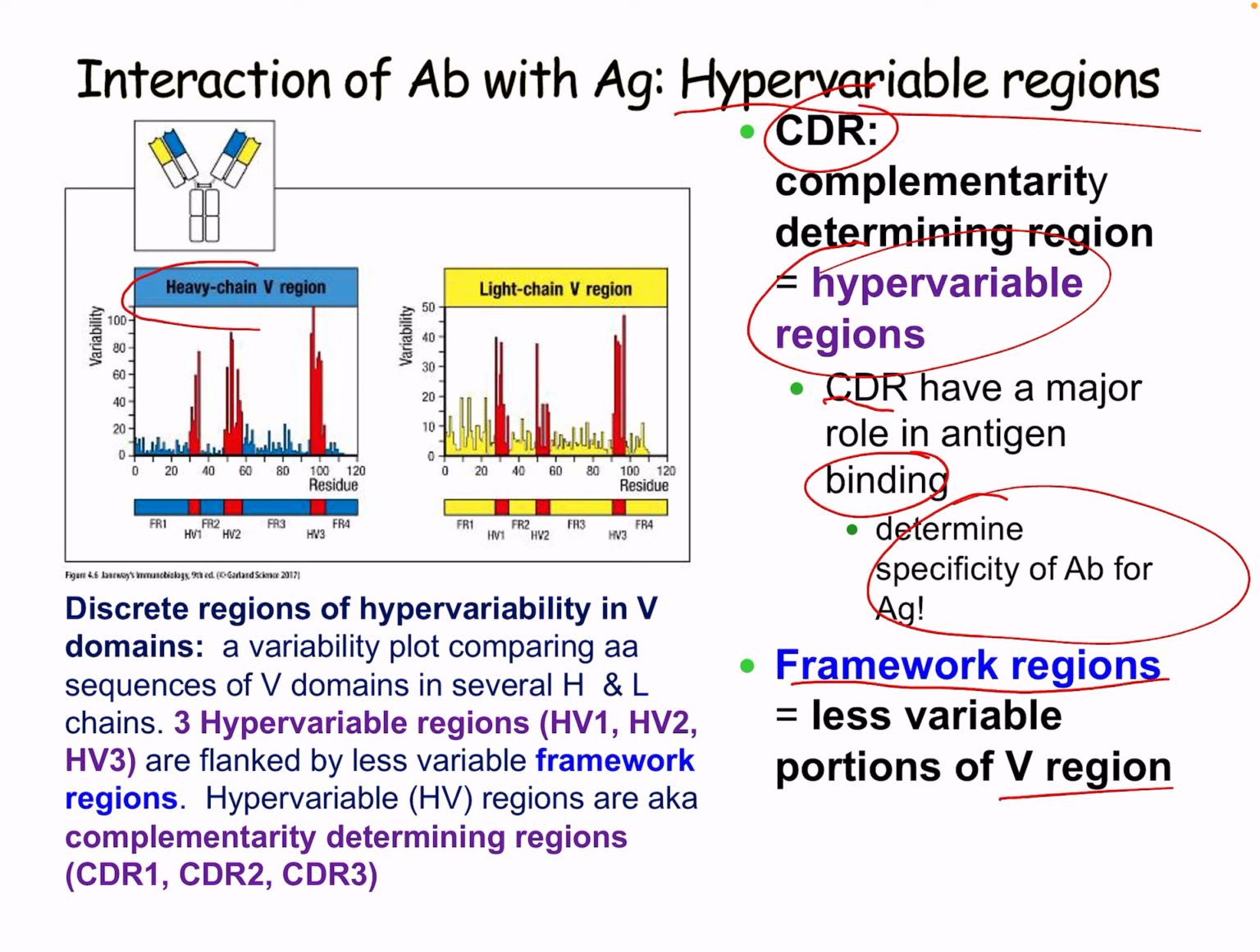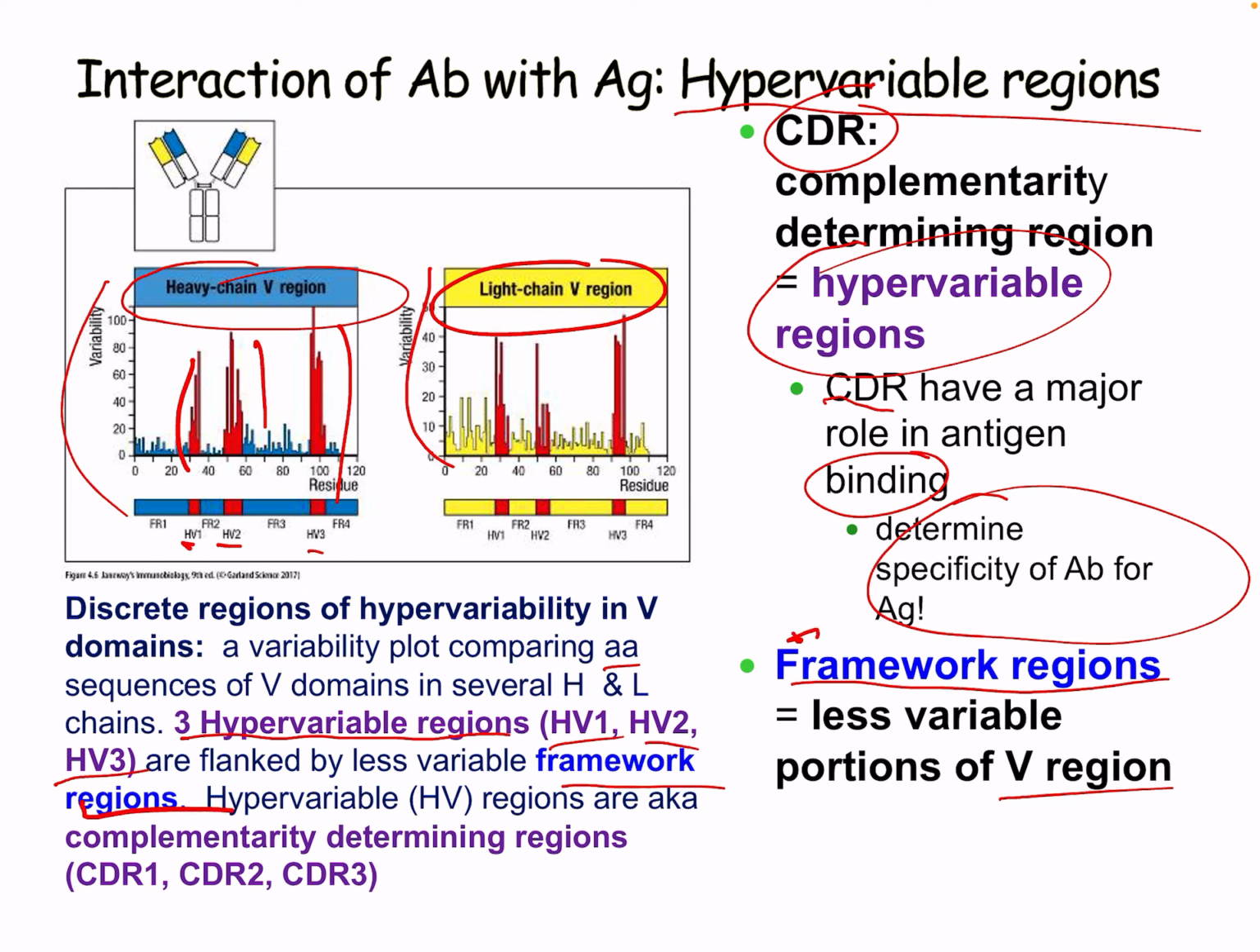So here we can see our heavy chain V regions and our light chain V regions, and our variability plots. This is a variability plot comparing amino acid sequences of the V domains in several heavy and light chains. We can see 3 hypervariable regions, HV1, HV2, and HV3, with huge spikes in variability. These are flanked by the less variable framework regions, as we discuss here in the blue. The hypervariable regions, also known as complementary determining regions, CDR 1, 2, and 3, line up 1, 2, 3.